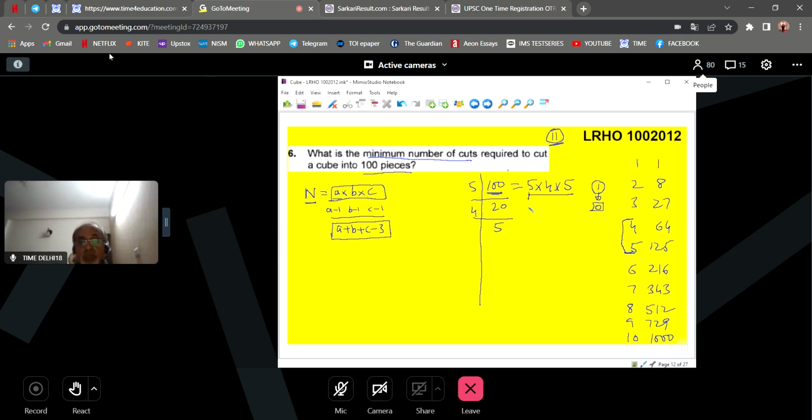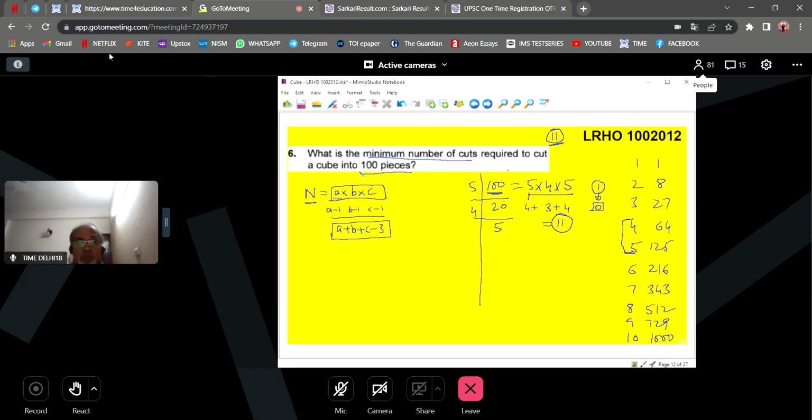For getting 5 pieces along first direction, I need to apply 4 cuts. In the second direction, I need to apply 3 cuts. In the third direction, I need to apply 4 cuts. Total, how many cuts? 11 cuts. Is it fine? Anyone? Any doubt?